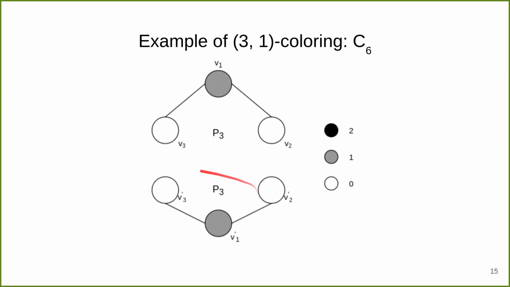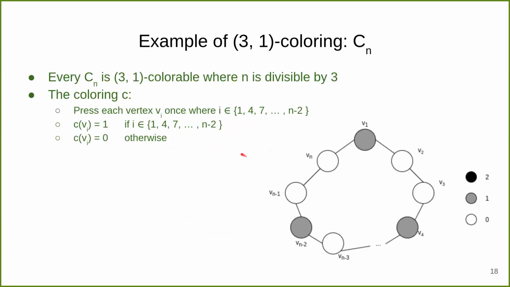Now, something interesting happens when we take P3 and apply a 3-1 coloring to it, and then take another P3 and apply a 3-1 coloring to it, and connect the vertices that are colored 0 in each P3 in this way. If we do this, we achieve a 3-1 coloring for the cycle C6. And we can do this for any arbitrary number of P3s. And so we can generalize this and say for every Cn, where n is divisible by 3, there is a 3-1 coloring.